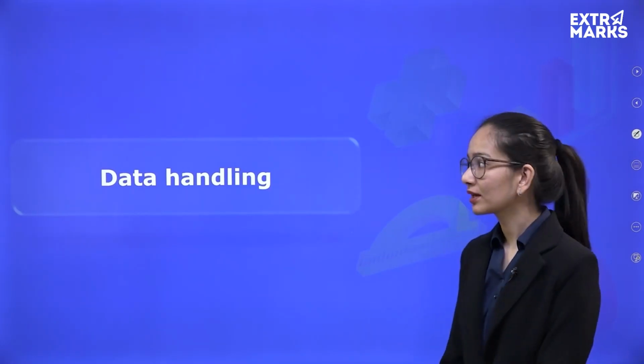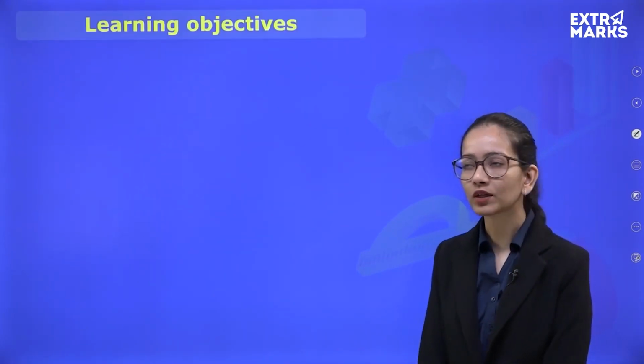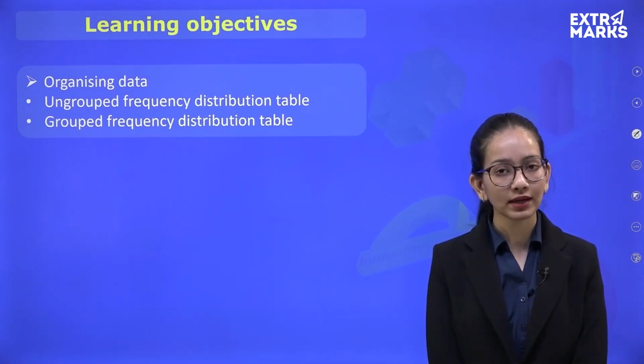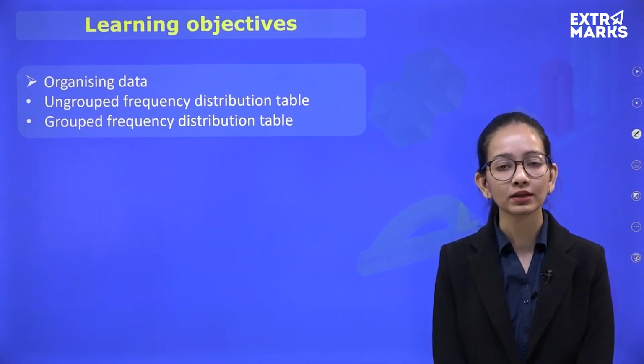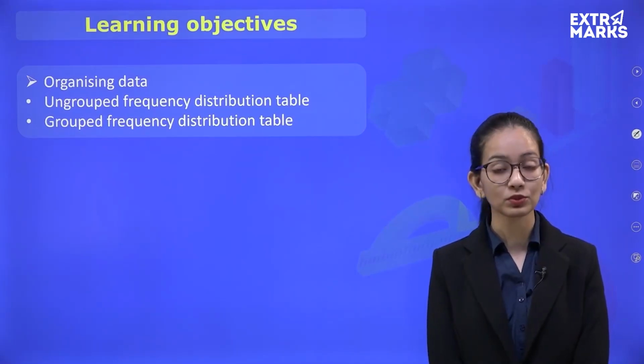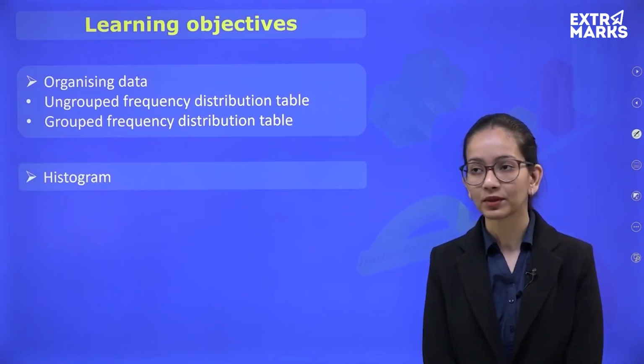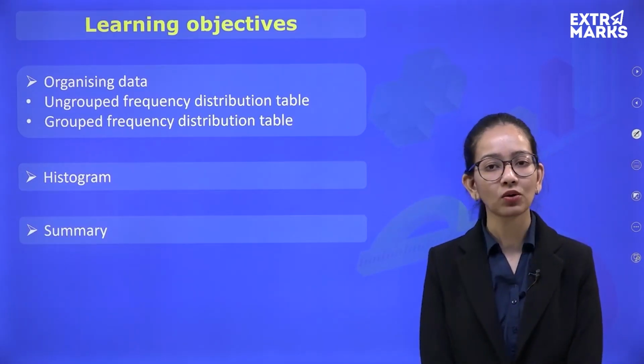So let's discuss the topic data handling. Today under the chapter of data handling, we are going to discuss organization of data. Under organizing data, we will learn about ungrouped and grouped frequency distribution table. After that, we will see what is a histogram. Then we will finally summarize all the topics.